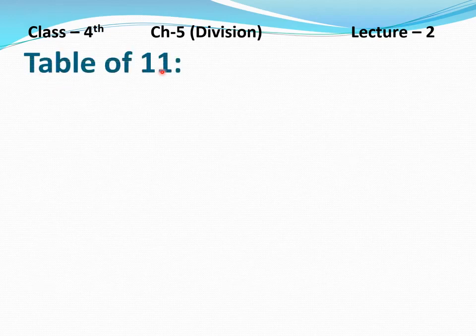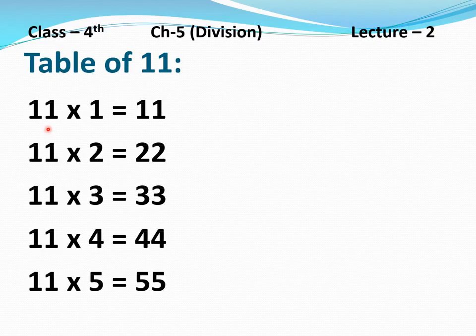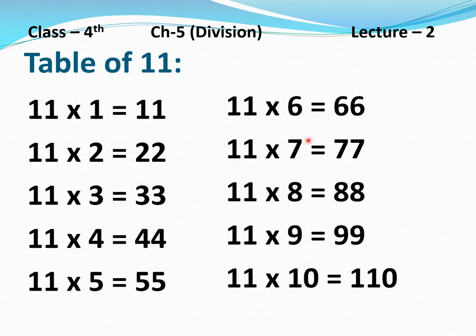Now, table of 11. Speak with me. 11 ones are 11, 11 twos are 22, 11 threes are 33, 11 fours are 44, 11 fives are 55, 11 sixes are 66, 11 sevens are 77, 11 eights are 88, 11 nines are 99, 11 tens are 110.